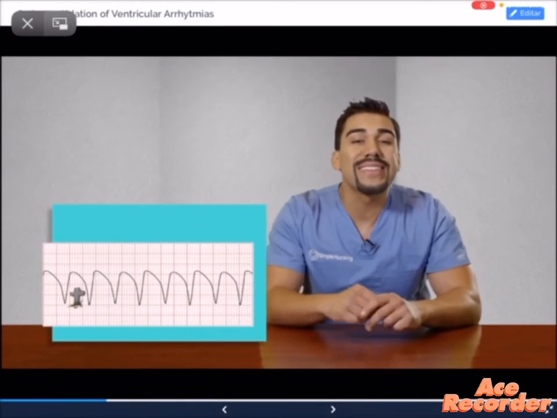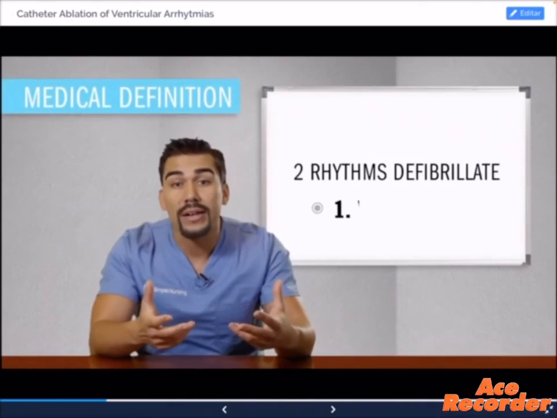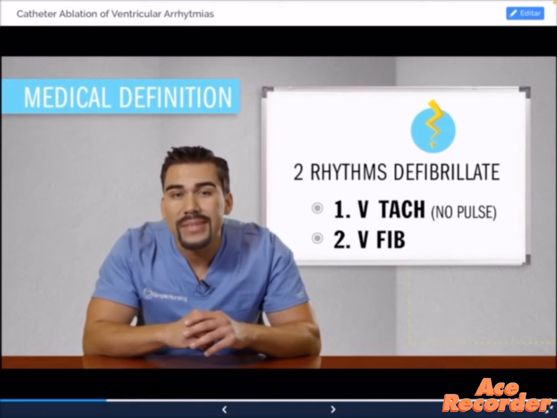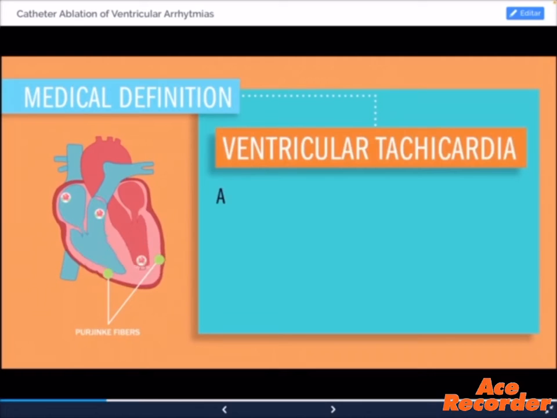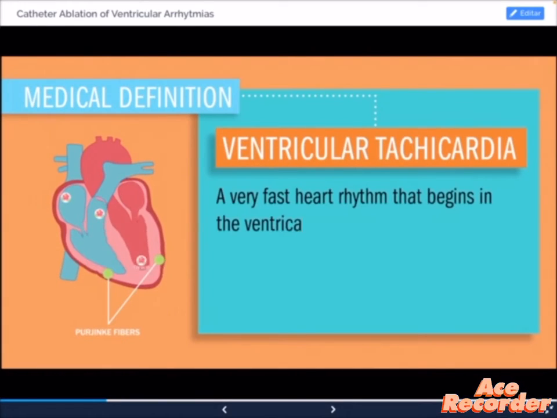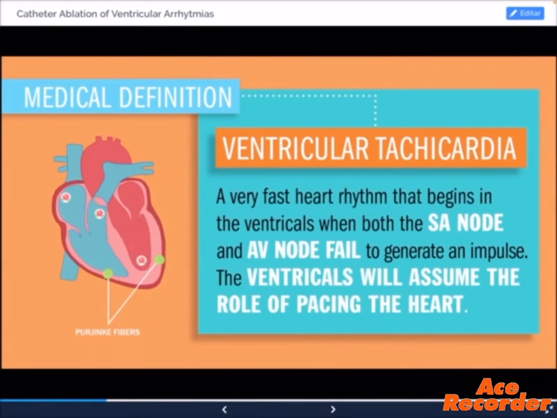Today we're talking about the second most deadly rhythm ever. The second of only two rhythms that we defibrillate or shock. The other is VFib. Now, what exactly is VTach? Ventricular tachycardia is a very fast heart rhythm that begins in the ventricles when both the SA node and the AV node fail to generate an impulse. The ventricles will assume the role of pacing the heart.